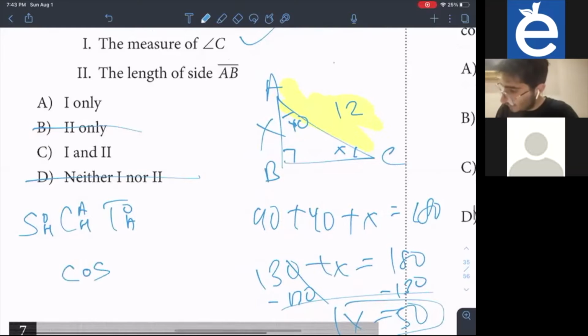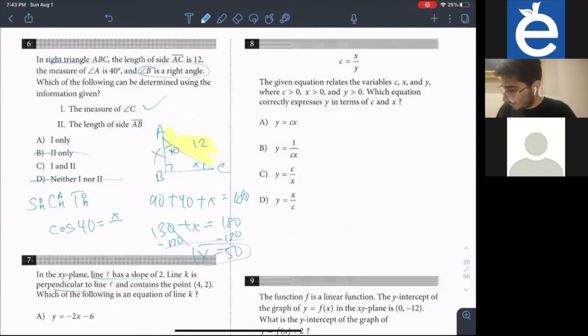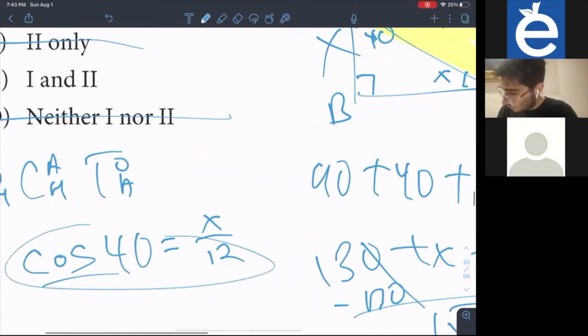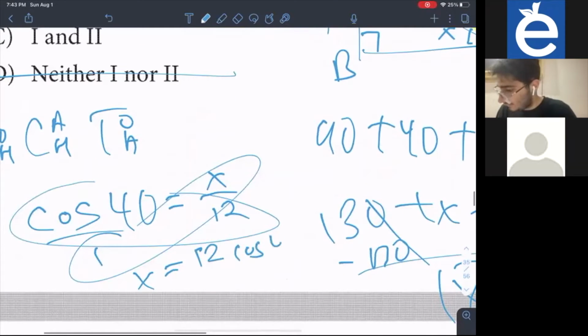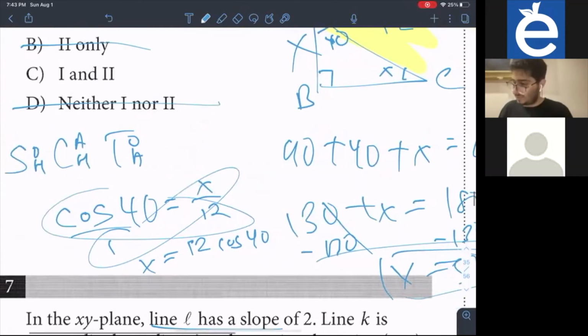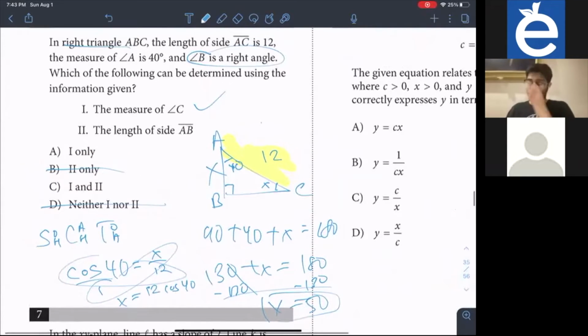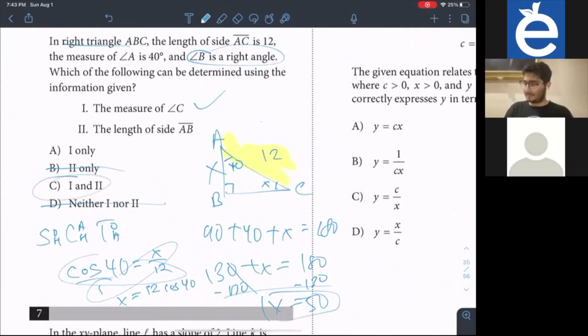Let's say cosine. We can do cosine of 40 is equal to x, which is AB, which is the adjacent side, over the hypotenuse. What's the hypotenuse? Hypotenuse is 12. And then we can cross multiply over 1 and then solve for x. And that is basically 12 cosine 40, which is what your answer is. But you don't have to calculate it, just asking if we can find the answer or determine the information from the given. So we know it's choice C. We can find both information.